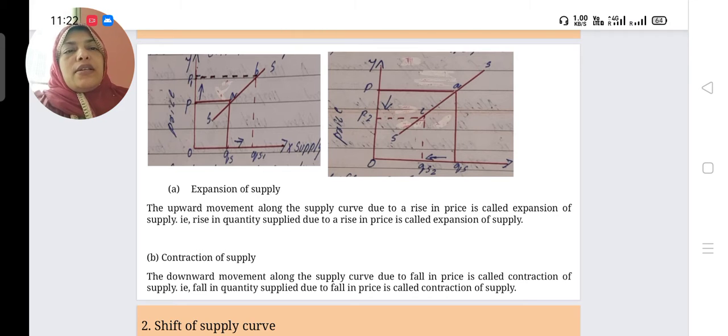First price was OP. At that time, the producer supplied quantity of OQS. Then price decreases to OP2. Then the producer decreased quantity supplied to OQS2. So, movement from QS to QS2, or movement from A to C, is called contraction of supply.